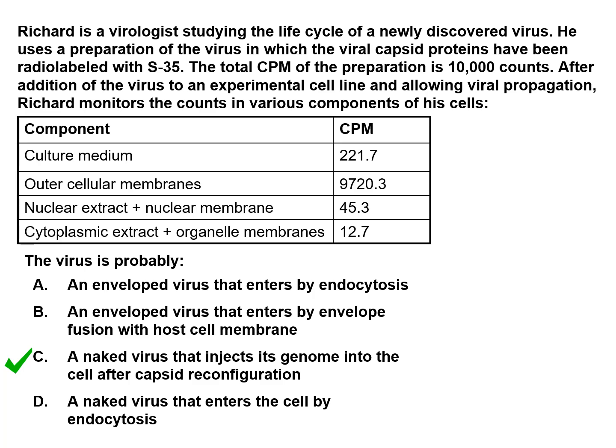If we had endocytosis, whether this was an enveloped virus that went in by endocytosis or a naked virus that went in by endocytosis, in both cases the capsid would not be on the outer cell membranes, it will be inside. On the other hand, if you had an enveloped virus that entered by fusion, then again the capsid will also end up within the cell itself.